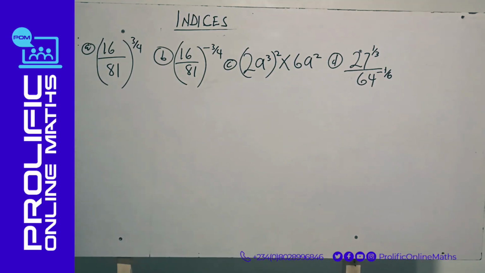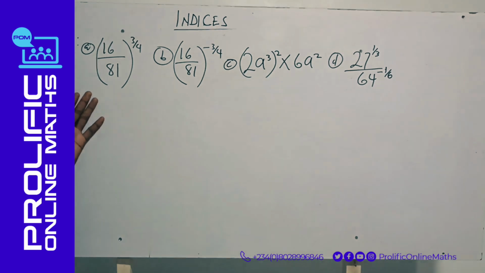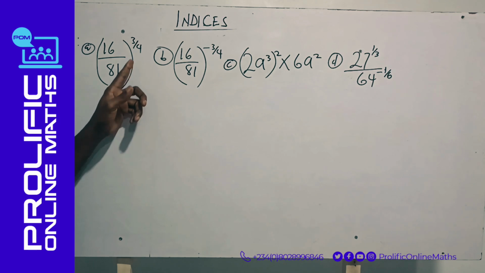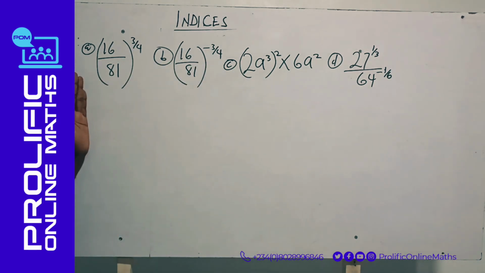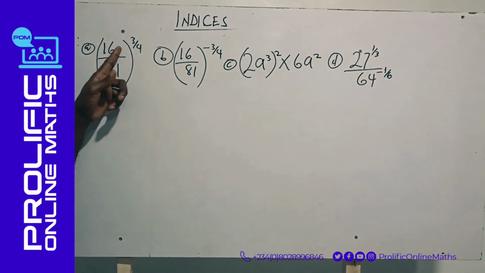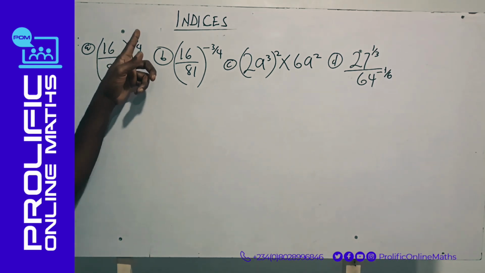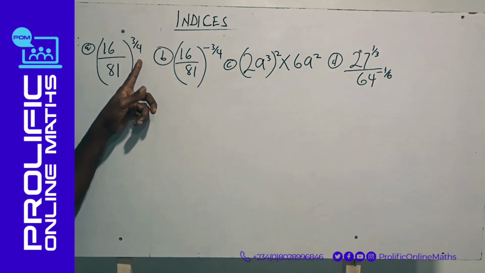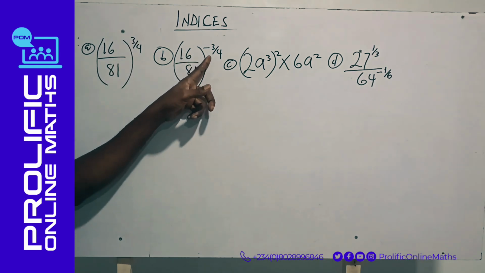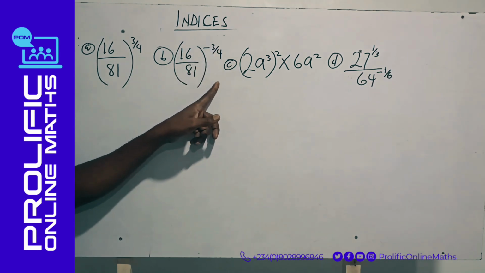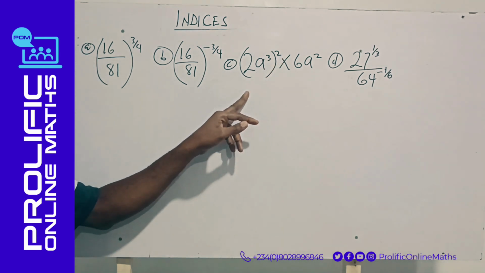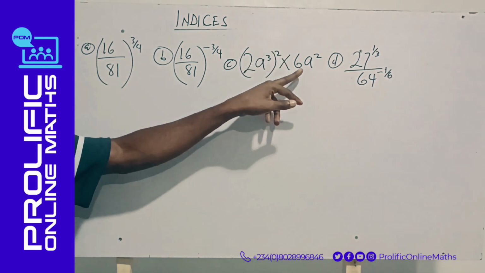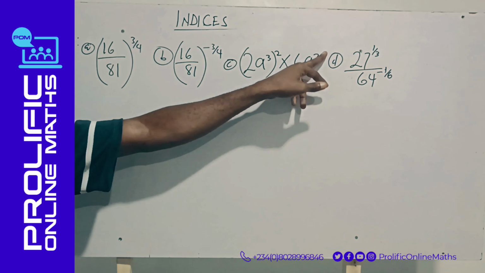We are still on indices, and all these questions are what you want to simplify. They are all indices, because as you can see they have powers and bases. So the first question: simplify A, (16/81) raised to power 3/4. B, (16/81) raised to power minus 3/4. And the third one, C, (2a^3)^2 multiplied by 6a^2.